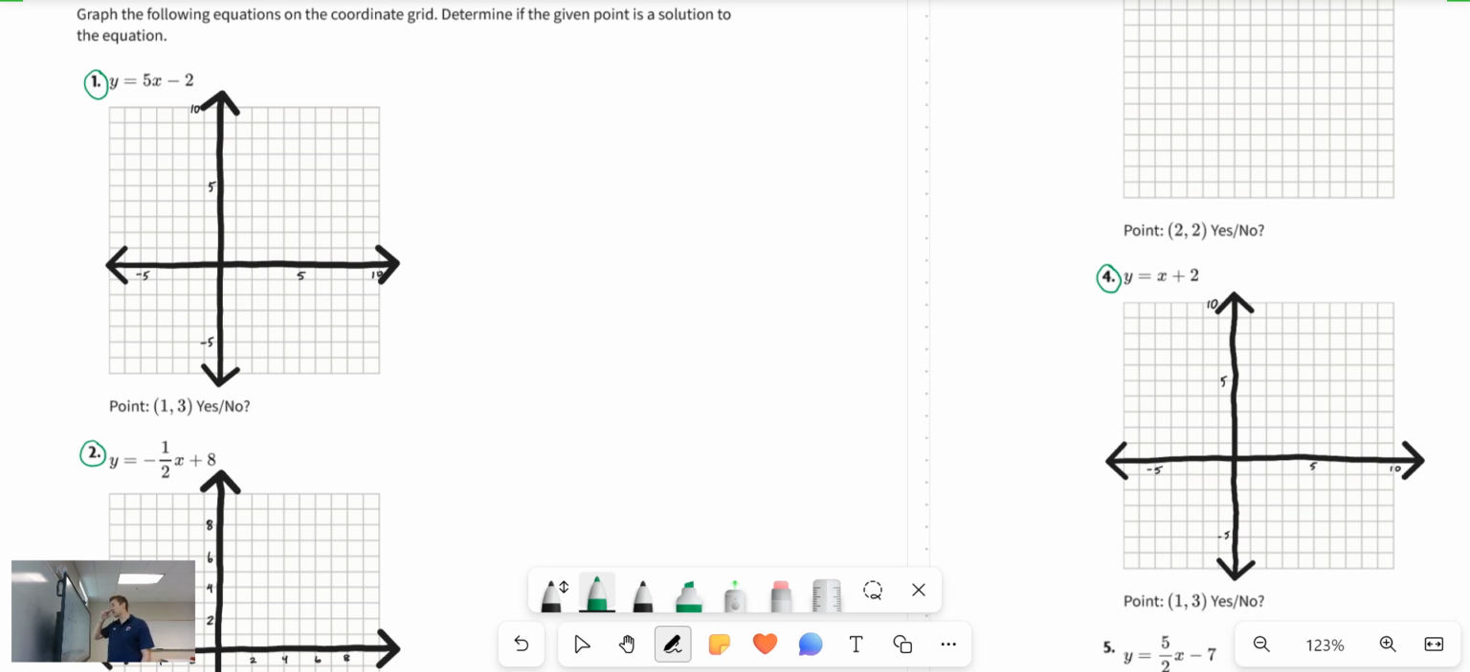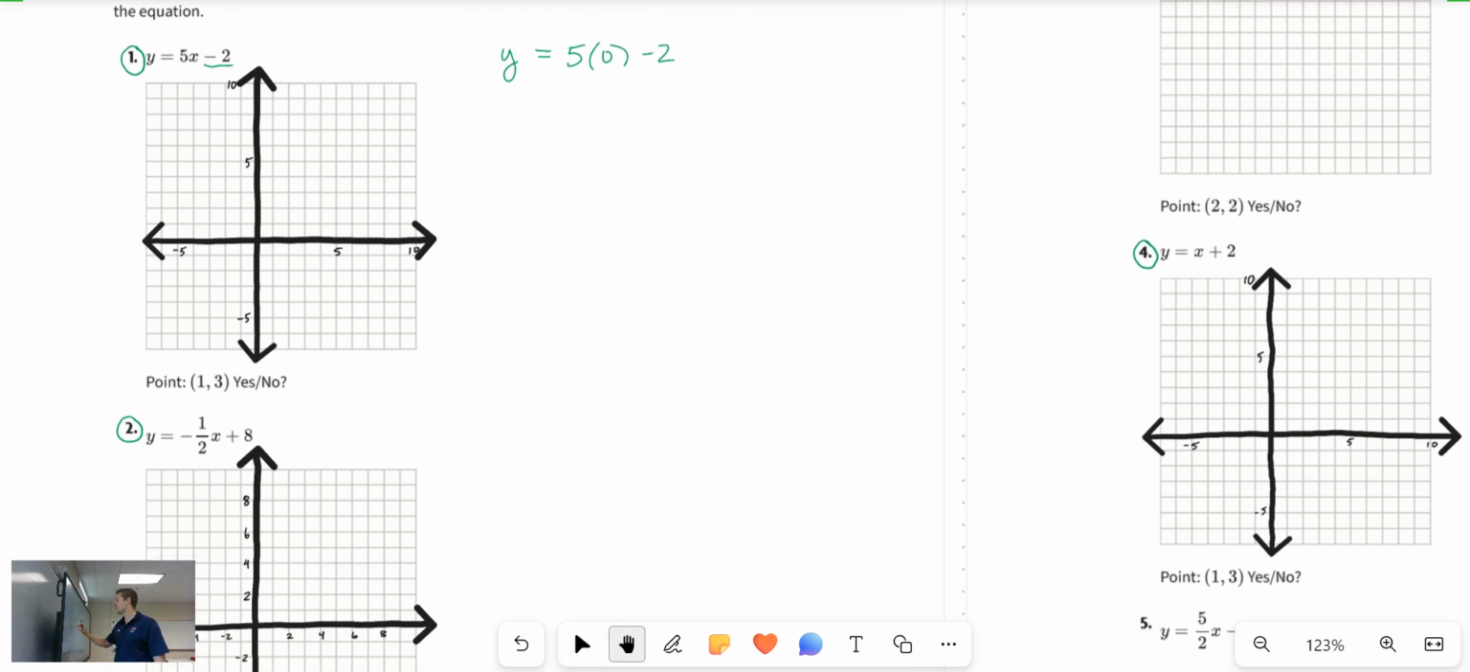All right, so an easy point to plug in is always going to be a 0. So let's start by plugging in 0 for x. If we plug in 0 for x, y is going to equal 5 times 0 and then minus 2. And 5 times 0 is just 0. So we would get minus 2. That's also just our y-intercept in the equation up there. So our y-intercept is going to be negative 2.